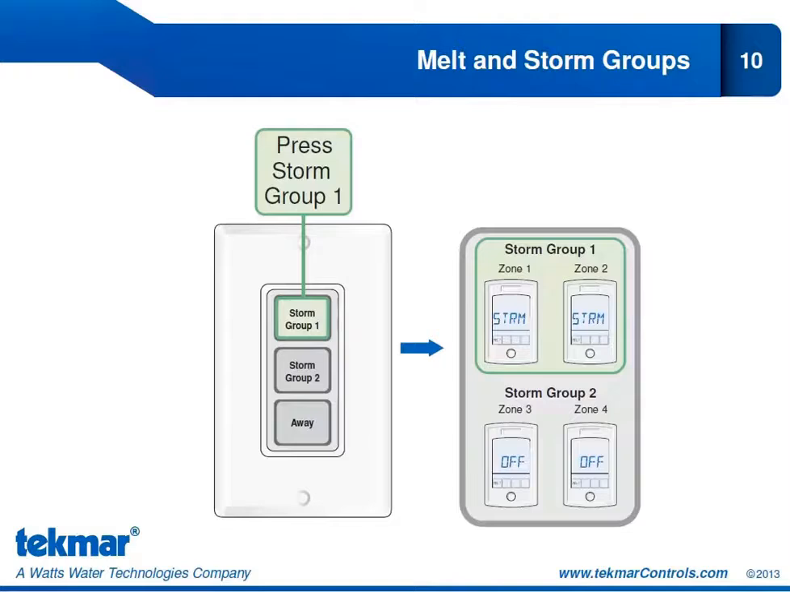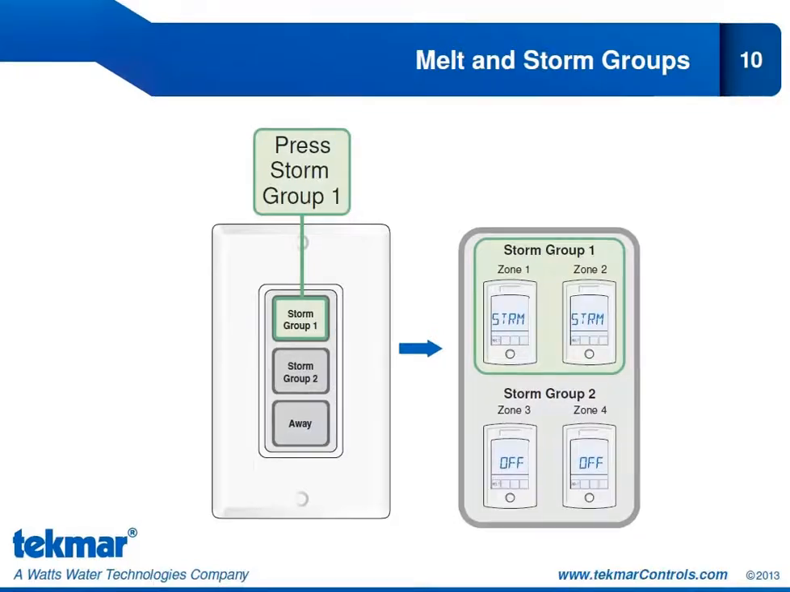And this is what it would look like on a user switch. I'd have storm group 1, storm group 2, and away. Now when I program my 654s, I can set up zone 1 to be a part of storm group 1, and I can set up snow zone 2 to also be part of storm group 1.